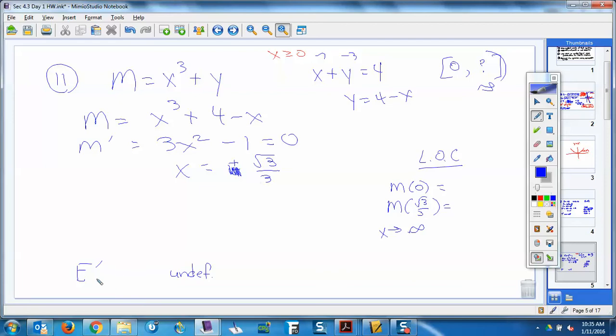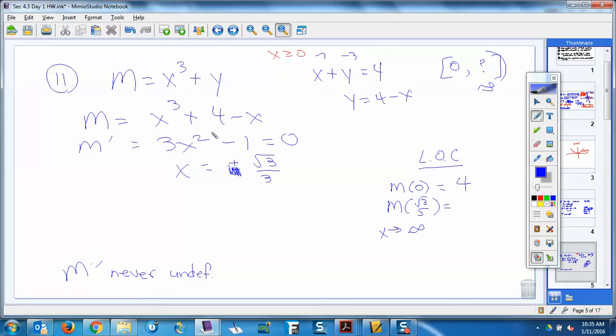I must have called it E at one point when I worked this. I don't know why I would have. But is m prime ever undefined? Here's m prime right here. Never undefined. Okay? So m prime is never undefined. So I don't want to forget about that. All right. So now we're going to plug that in. I'm going to put 0 back into m, and I get 4. Let's put root 3 over 3 into there.